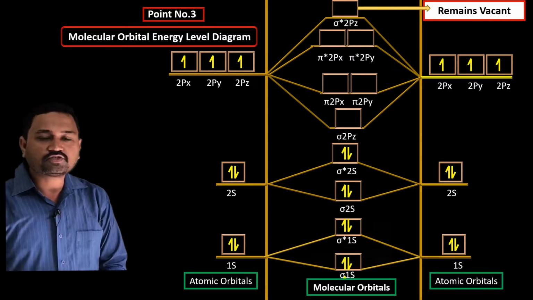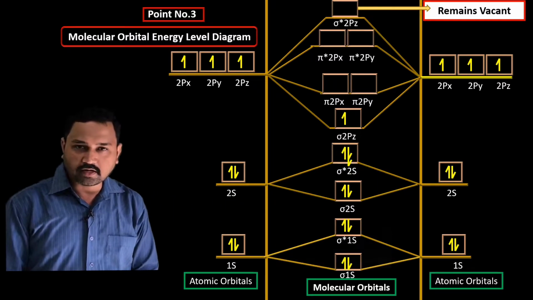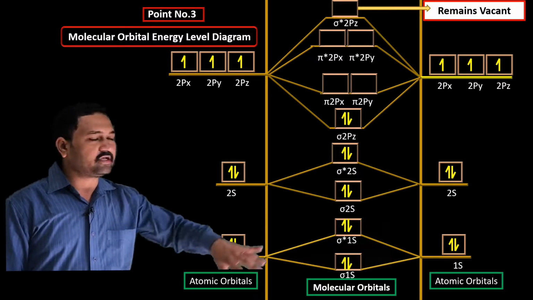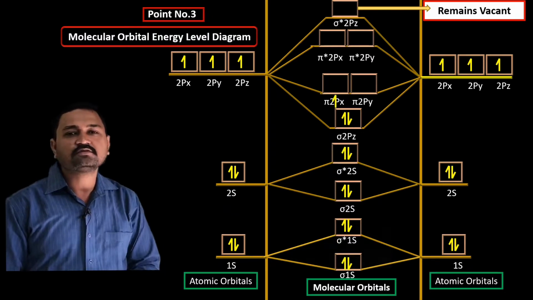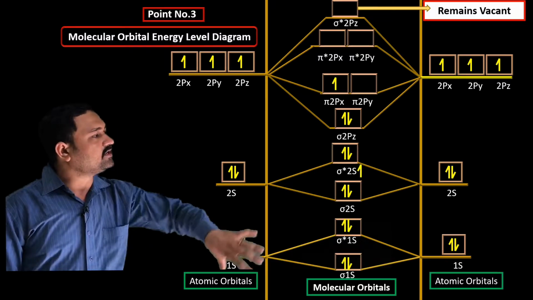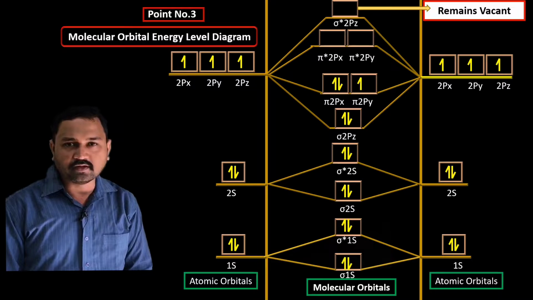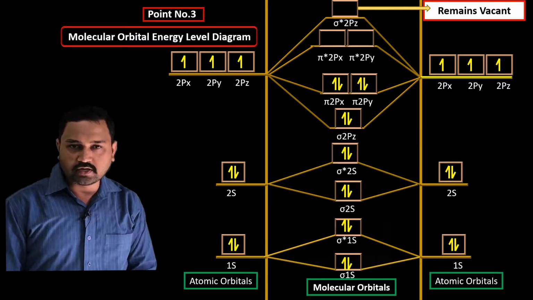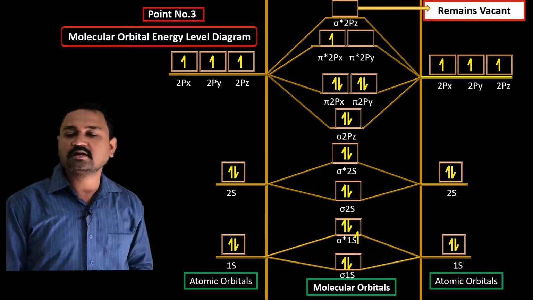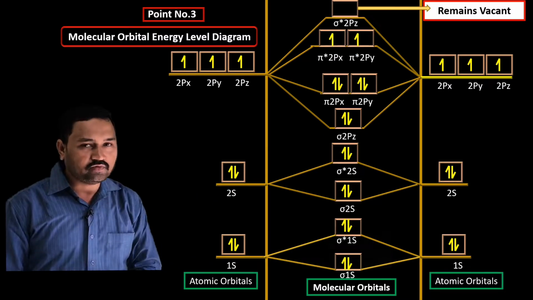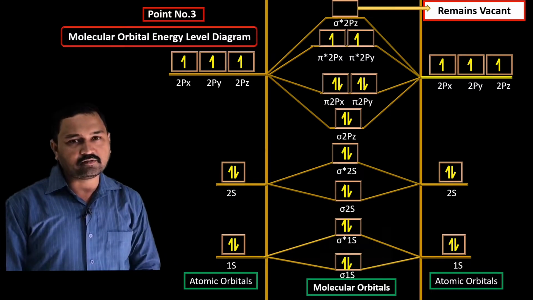So out of 16, 8 electrons are distributed in such manner. Then the next 2 electrons will enter into the sigma 2pz bonding molecular orbital. So here a total of 10 electrons are distributed, and only 6 remain. Out of 6, the first 4 electrons will enter into the pi 2px and pi 2py bonding molecular orbitals, while only 2 electrons remain. The first electron will enter into the pi star 2px and then the last electron will enter into the pi star 2py antibonding molecular orbital.